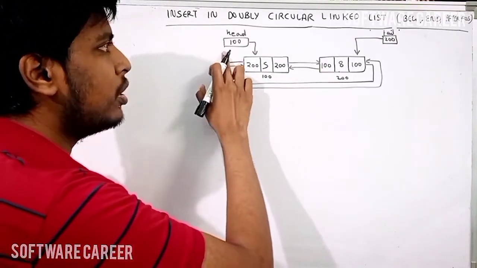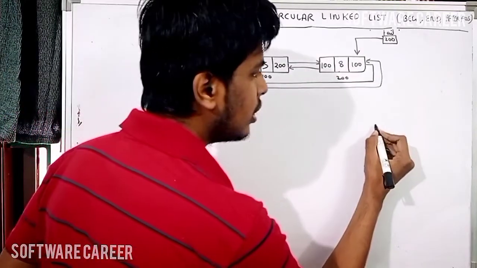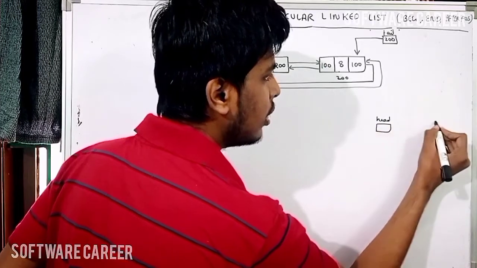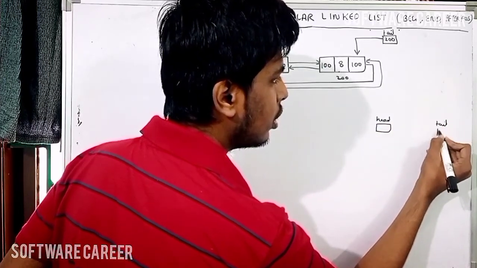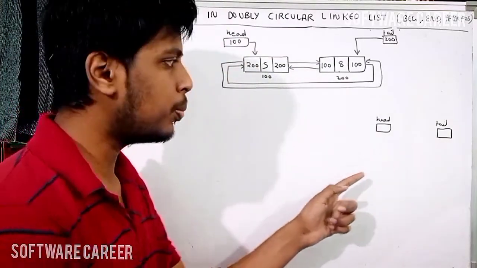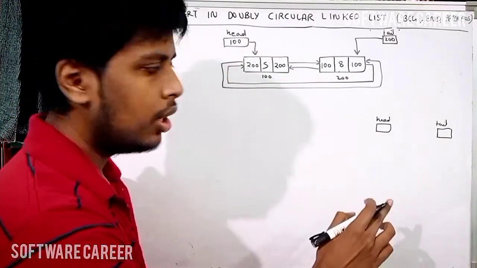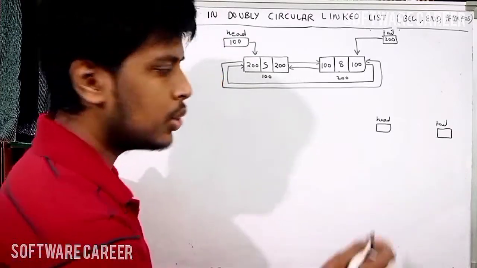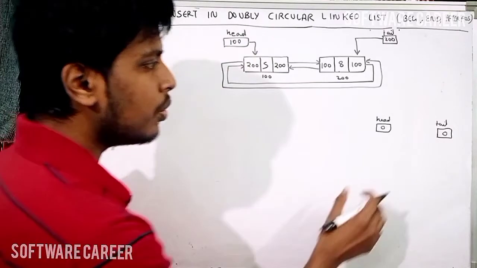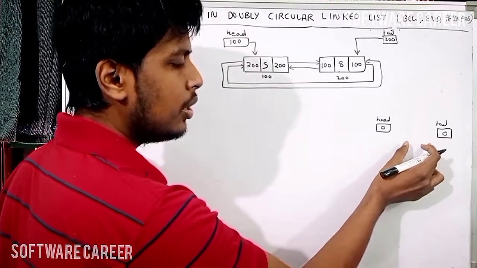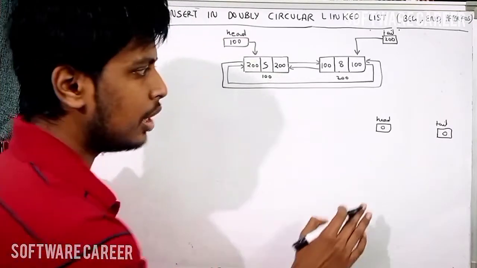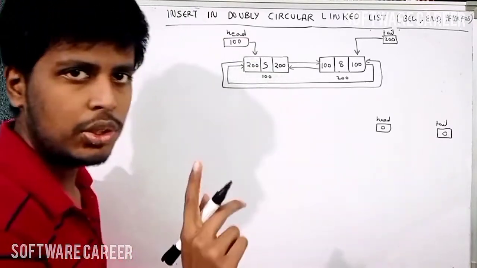We have two pointers, head and tail. So we will consider first the case when the linked list is empty. This is the head pointer and this is the tail pointer. Head and tail are pointers used to point towards the first node and last node. Now there is no node present here, so head and tail will be 0. Now I should insert a new node into the empty linked list at the beginning. That means if I insert, only one node will be present.